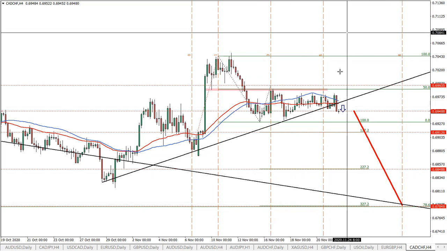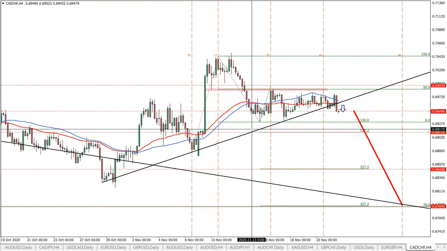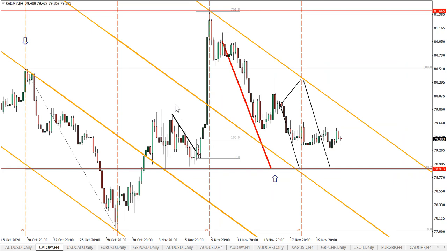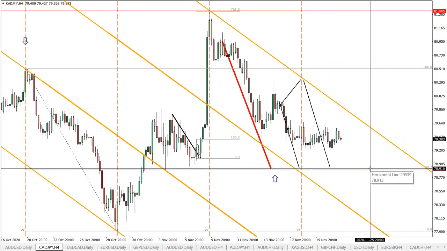Right, so it's time to watch for the price action. Tomorrow we will update you, of course, but now let's move to the other Canadian dollar pairs that we had. Canadian Japanese yen, still downside move expected, continuation. A support is at 78.91. We're yet to hit that support.